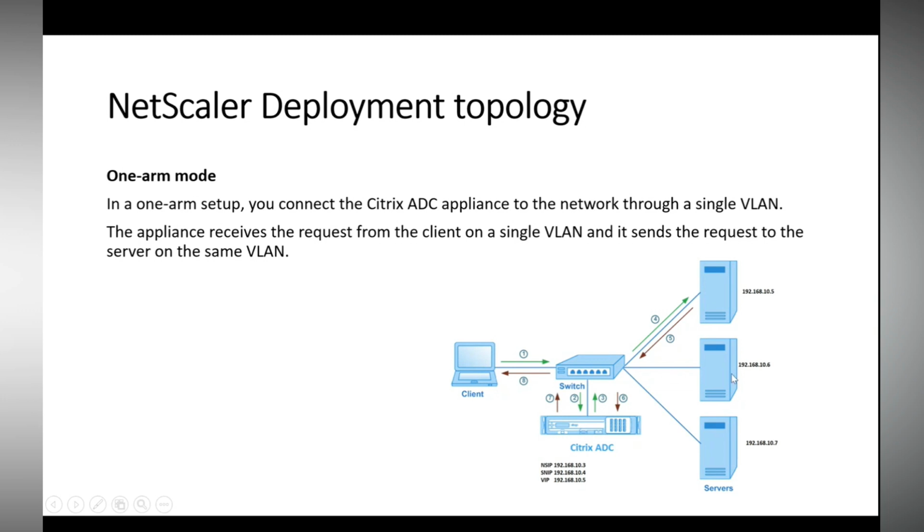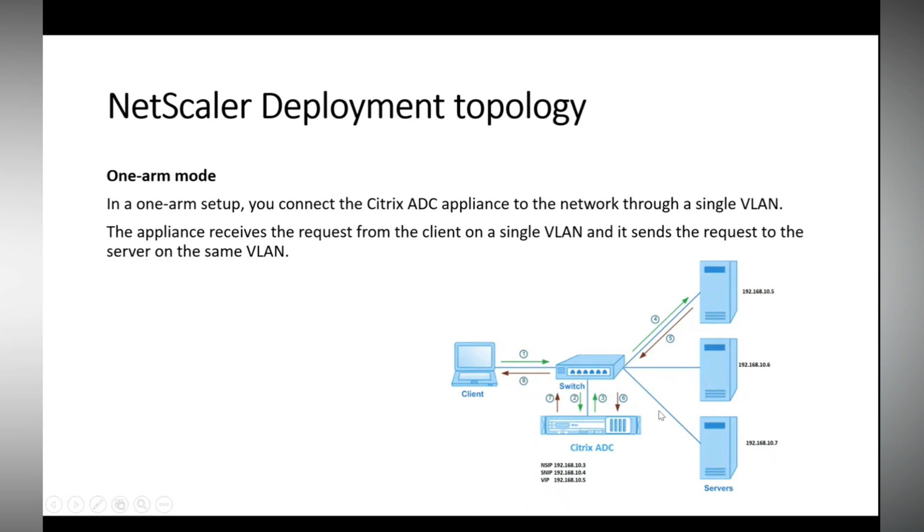So let's say you have a network which is configured as a single VLAN. It means your servers are sitting in this range, which is 192.168.10.5, 10.6, 10.7. Okay, this is the same VLAN. Similarly, on the NetScaler you configured the same range, which is 192.168.10.3, 10.4, 10.5. So in this case, everything is on a single network or single VLAN.